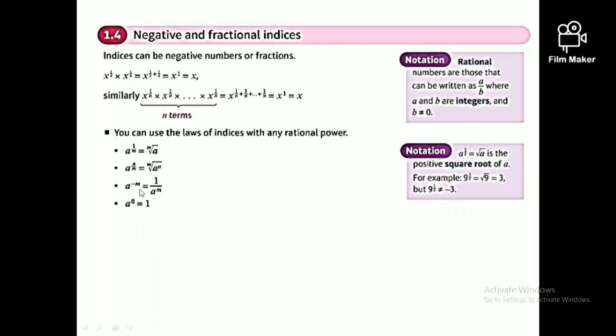Then if you get a negative power, you can write it as a reciprocal, and the zero power you can write as 1. So this operation I will show you in an example, how we have to operate these ones, right? Okay.